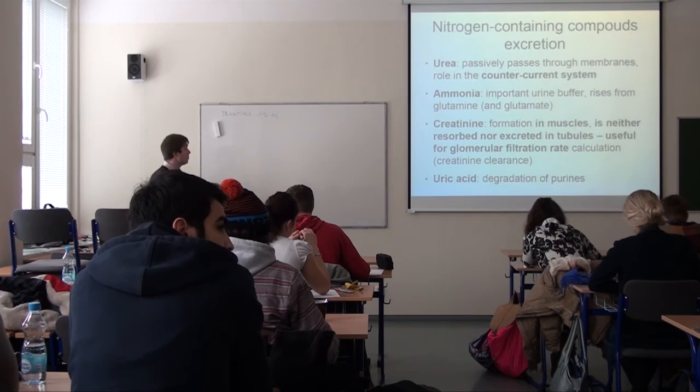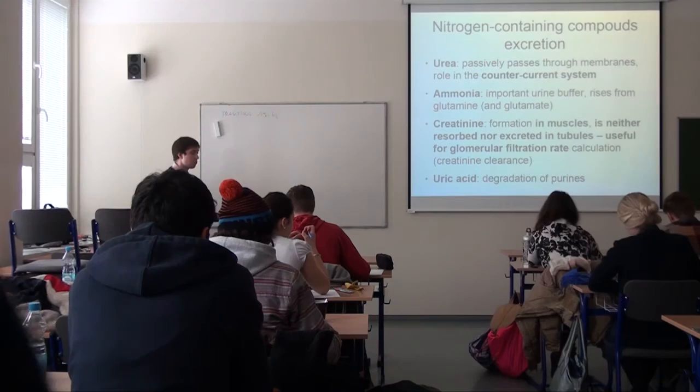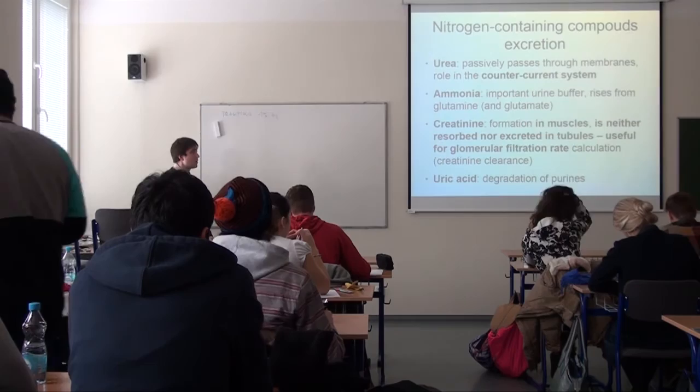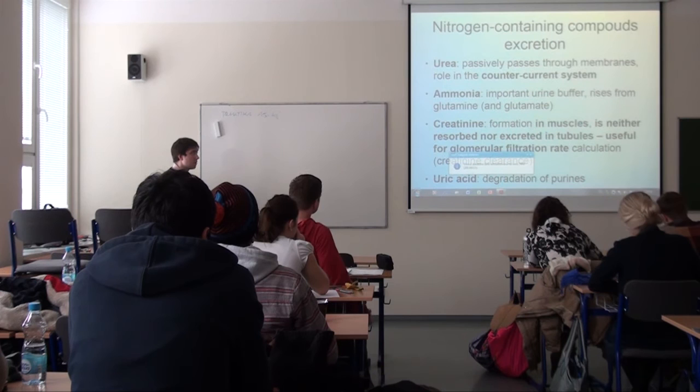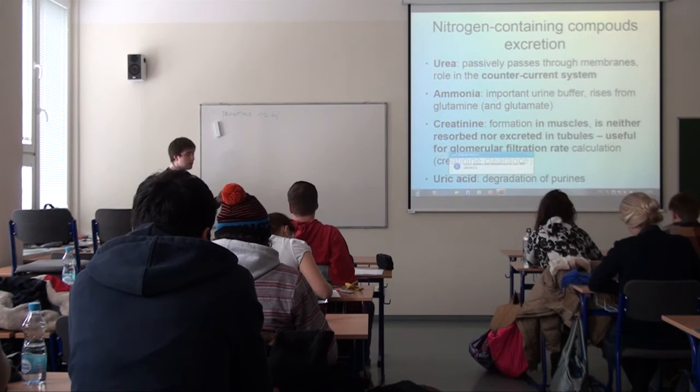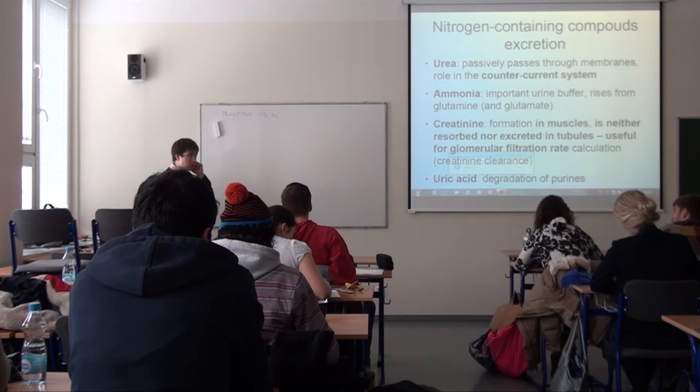In the books, you will read that creatinine is transported to urine only by glomerular filtration, yes? And you will also read that it's neither resorbed nor secreted in tubules. Yes, and therefore we use this creatinine as the marker of glomerular filtration rate. Yes, to calculate glomerular filtration, we use creatinine. But then in clinical medicine, you will learn that it's not true, that it's a lie.